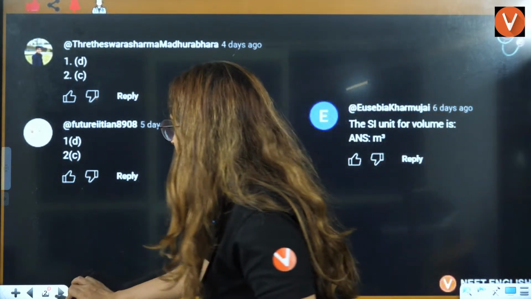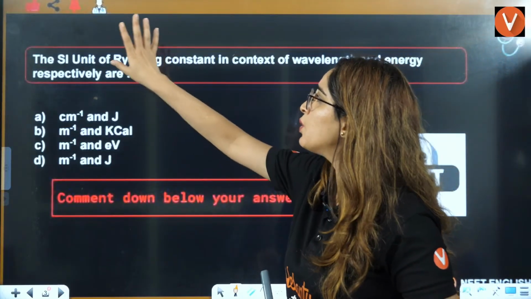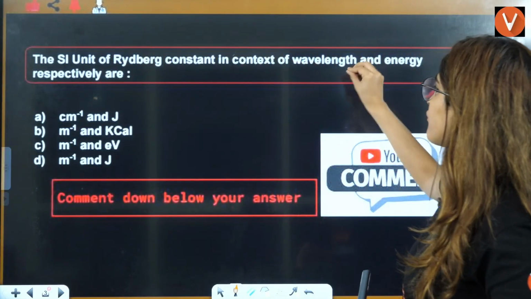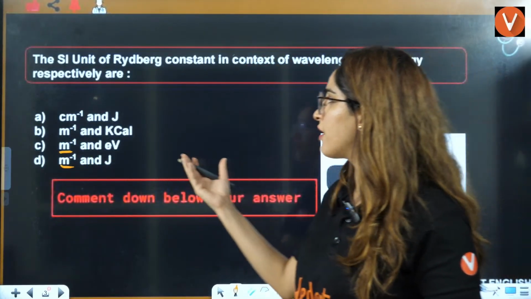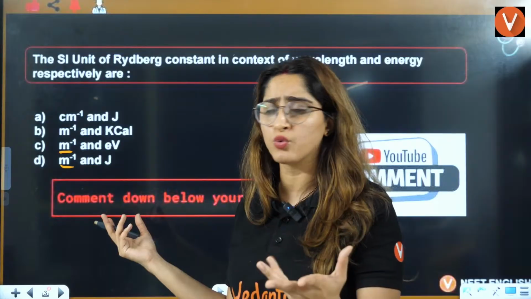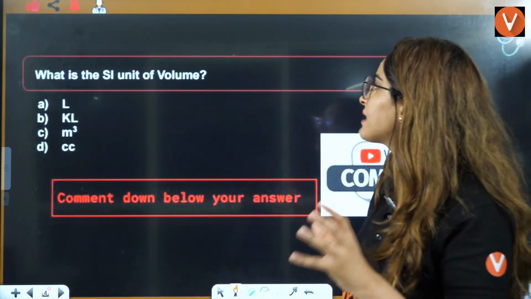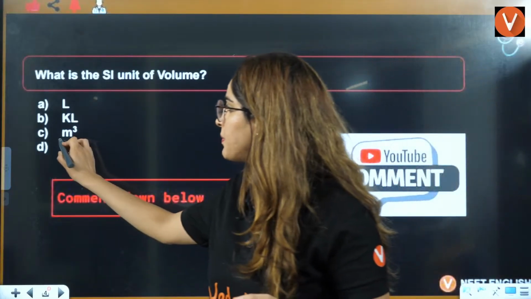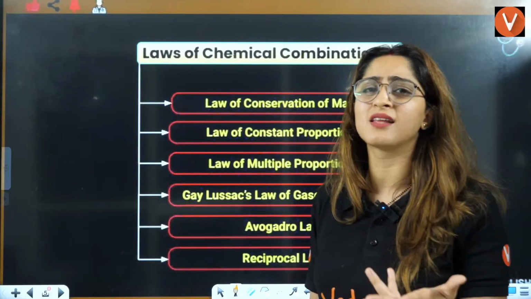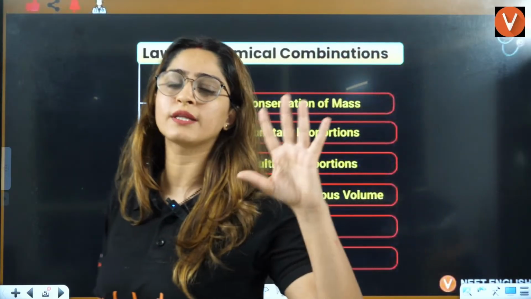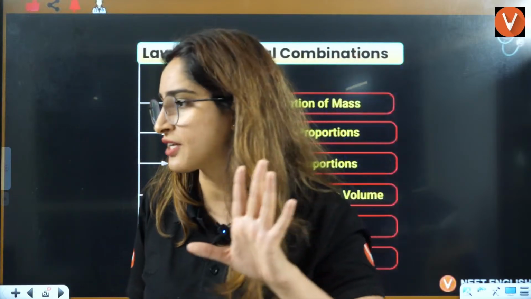Okay, what was the homework, ma'am? Homework was very simple. The SI unit in context of wavelength will be per meter. In context of energy, that will be joule. So the answer you can easily know: per meter and joule. Next is the SI unit of volume, that is meter cube, so the answer will be C. So that's how you can easily answer. This whole thing about units and conversion, I have already given you in the last lecture.